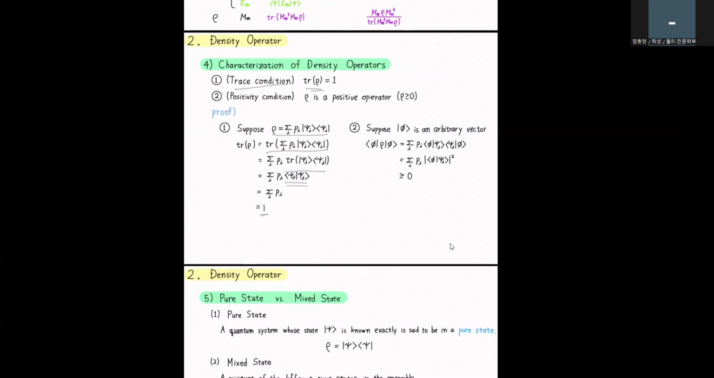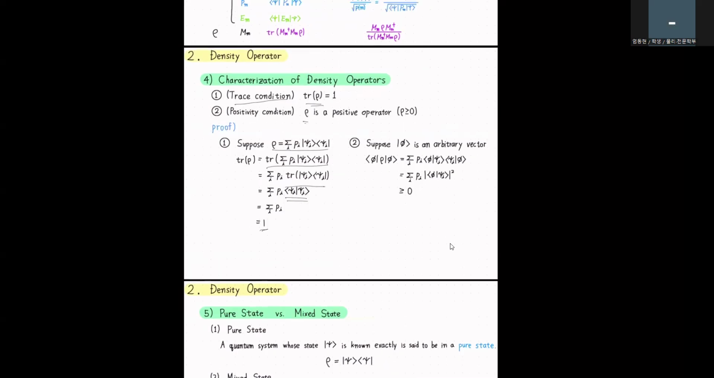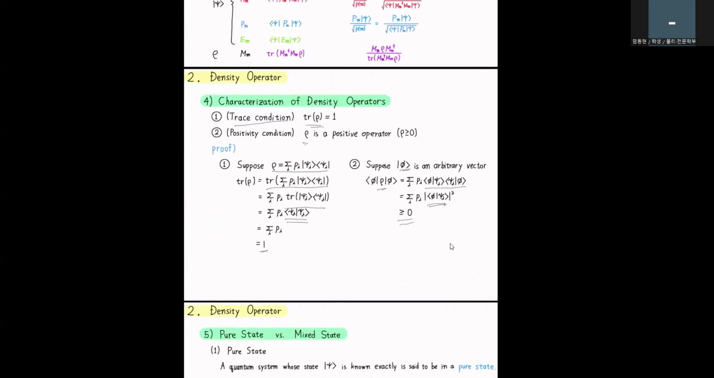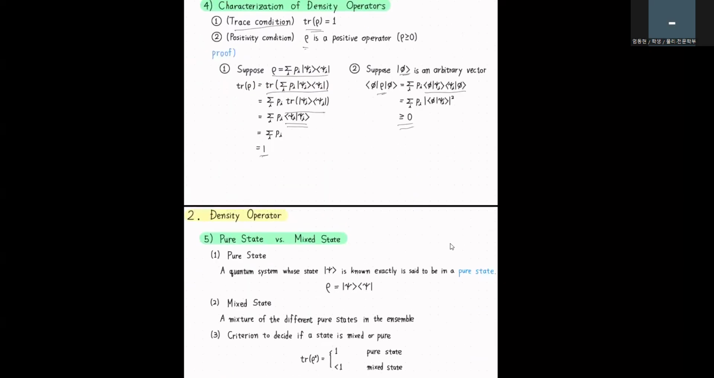Another useful property of density operators is that the density operator is always a positive operator, a positive semi-definite operator. This can easily be seen by taking the expectation value of rho with respect to an arbitrary vector, and then noticing this expression becomes positive, which means that since pi of I is a number between 0 and 1, this expression will always be positive or equal to 0, in the case of psi being, of course, orthogonal to each of these possible states psi of I.